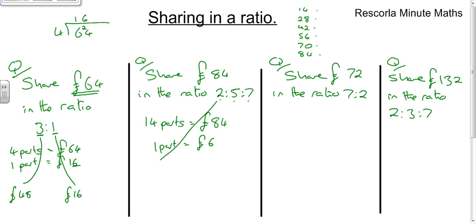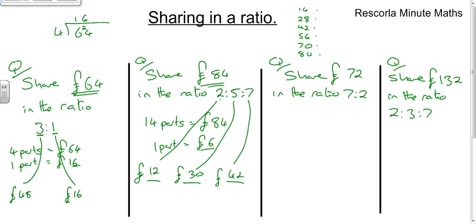And we've got 2 parts. So if 1 part is £6, 2 parts are going to be £12. We've got 5 parts. So 1 part is £6, 5 parts is going to be 30. 7 parts is going to be 42. And one way just to double check your answer, do 42 plus 30 is 72, plus 12 is 84, which is the original amount, which would have worked out here as well.